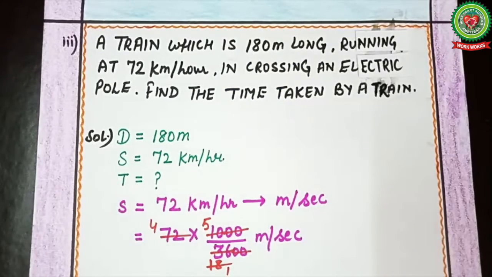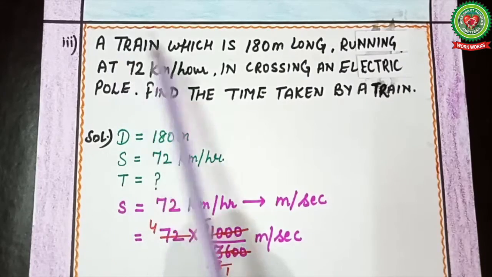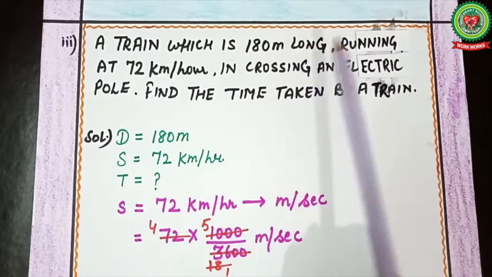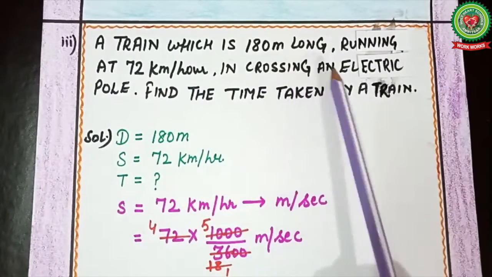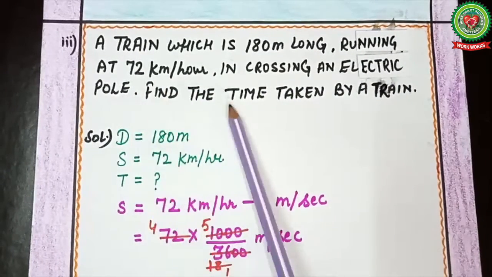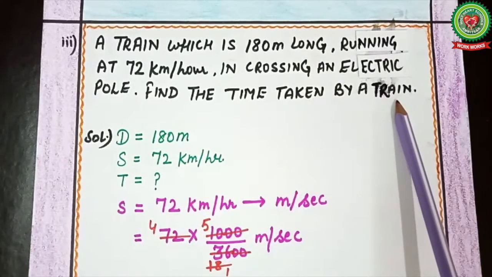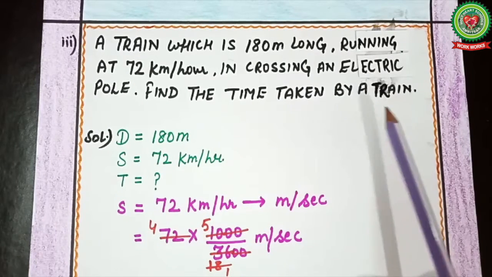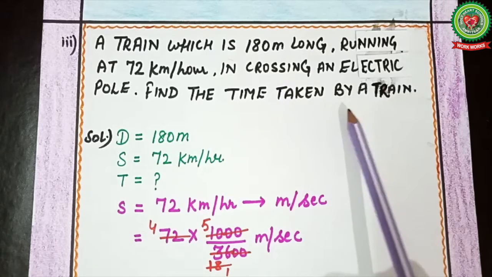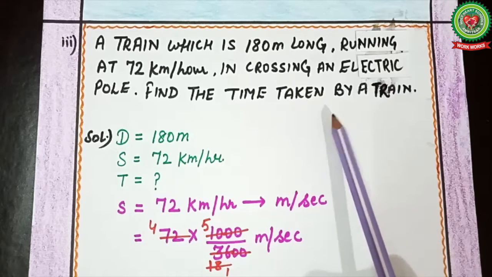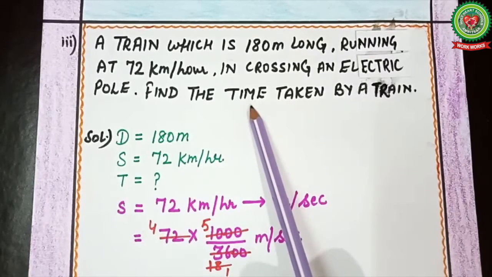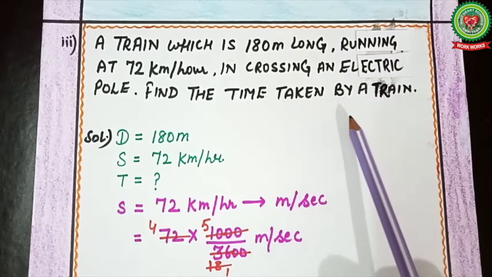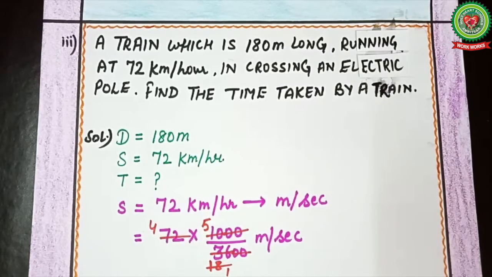So here's the third example. Let's read the statement. A train which is 180 meters long, running at 72 kilometers per hour, is crossing an electric pole. Find the time taken by the train. So now here we don't have any need to find the average speed. This is a special type of finding the time, whenever the distance is given and the speed is given at the same time, right?